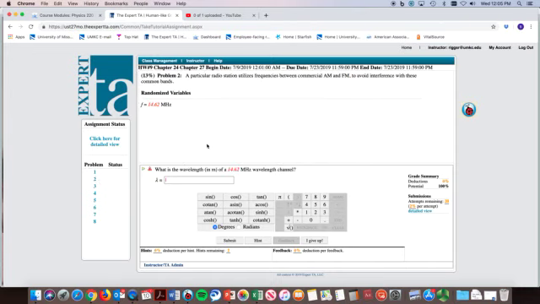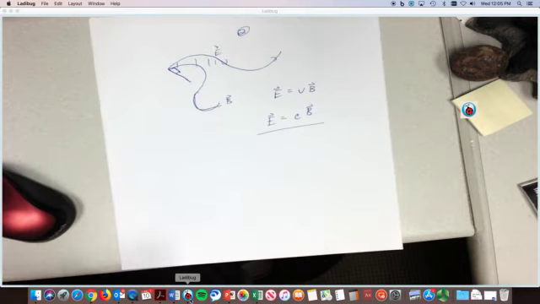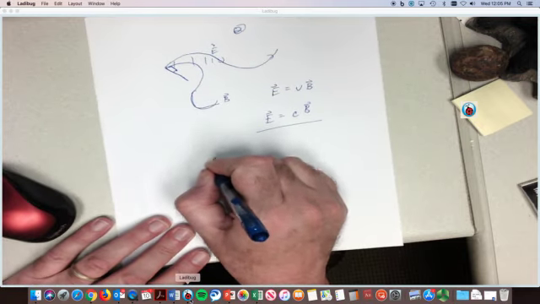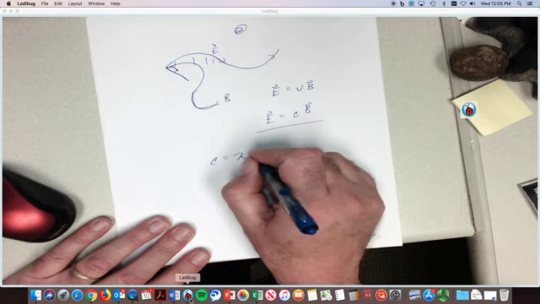Then 2. All right, so here we go. A particular radio station utilizes frequencies between commercial AM and FM to avoid interference with these common bands. So it picks a frequency of 14.62 megahertz. What is the wavelength of this channel? Well, that's not hard either. We've got the equation for that too. We'll write it again. C is equal to lambda times the frequency.